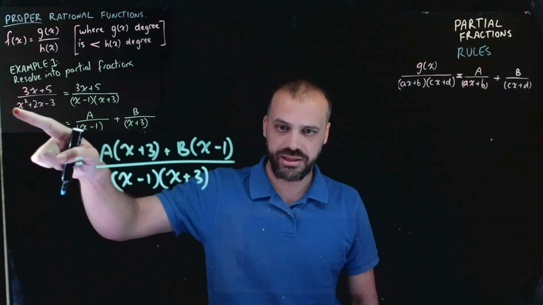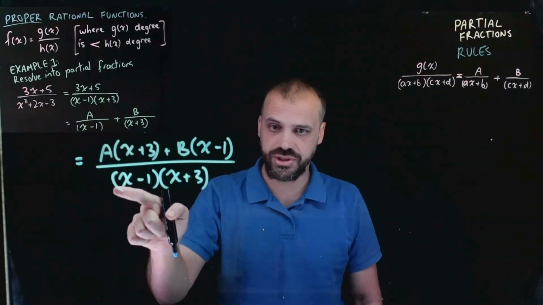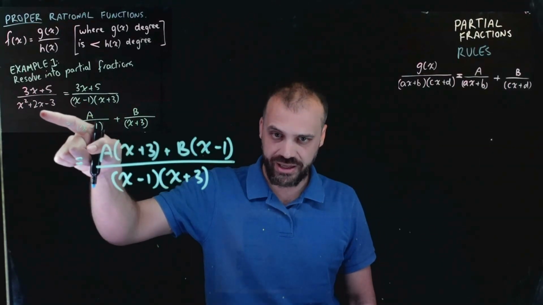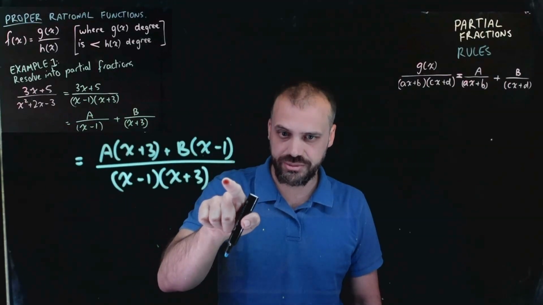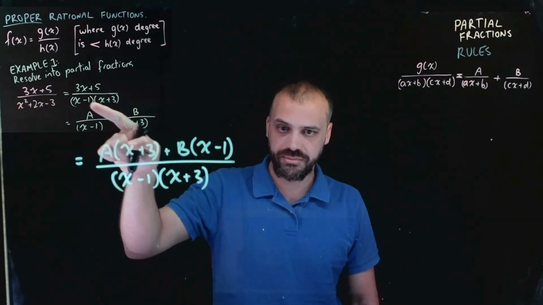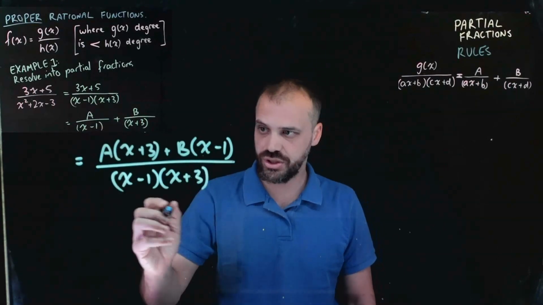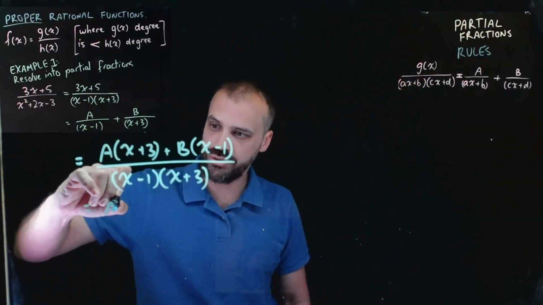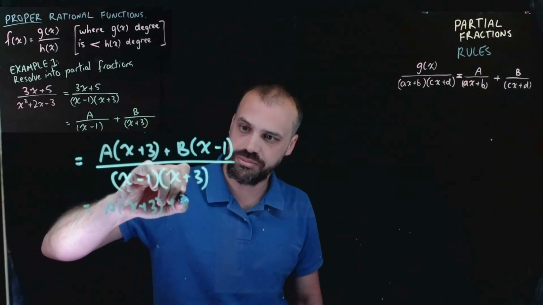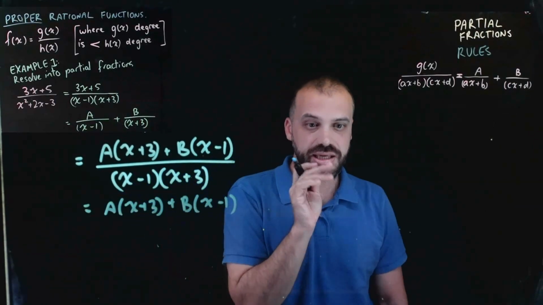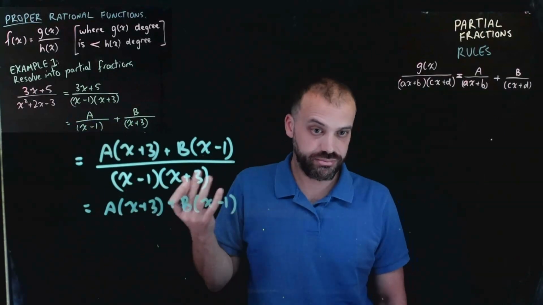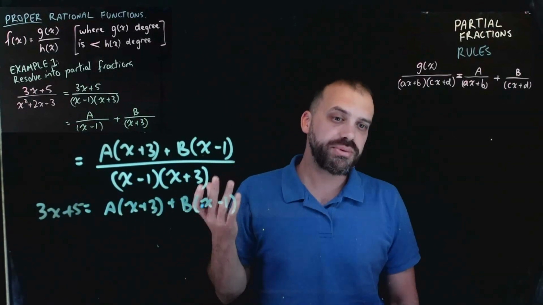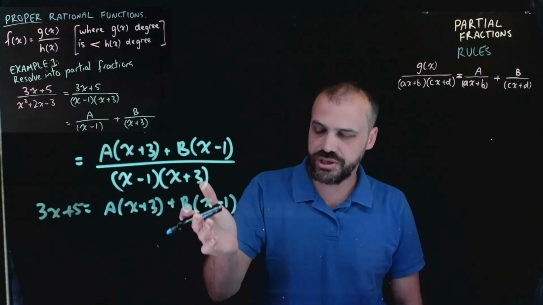Notice the denominator here, x squared plus 2x minus 3, is equivalent to (x minus 1)(x plus 3). So if (3x plus 5) over that is equal to (a over x minus 1 plus b over x plus 3), then the numerators must be equal to each other. So we can now ignore that (x minus 1)(x plus 3) and just say that the numerator, a(x plus 3) plus b(x minus 1), is equal to the numerator at the beginning, 3x plus 5.